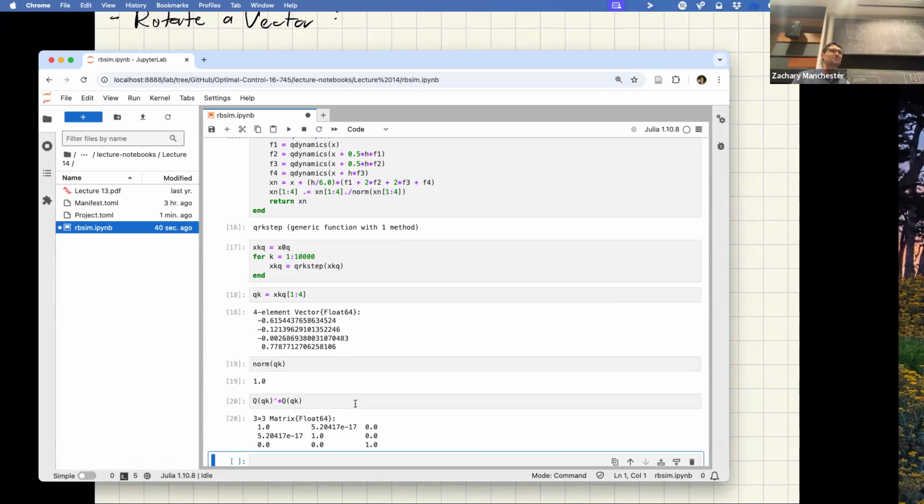So that's why we use quaternions for simulation. It's faster and cheaper. It's easy to normalize at every step. And it guarantees that you stay on the rails over long time simulations.